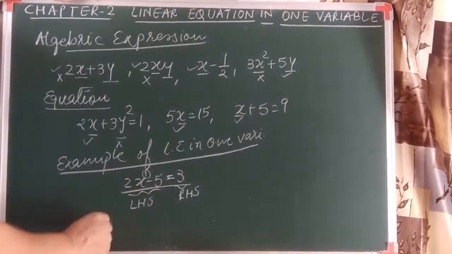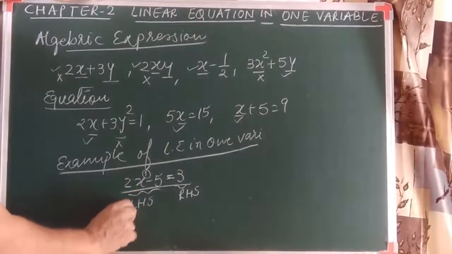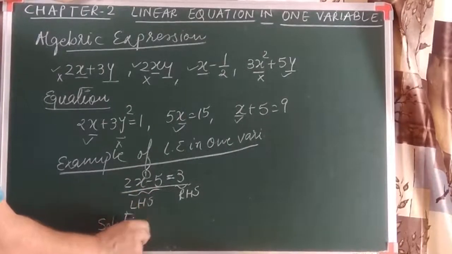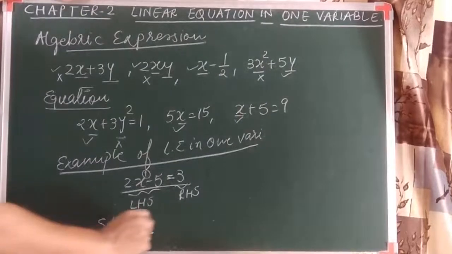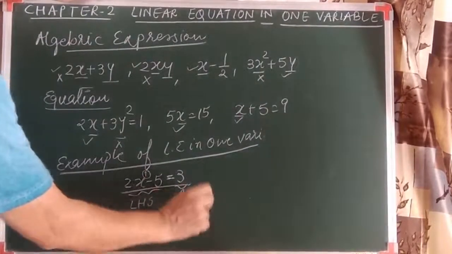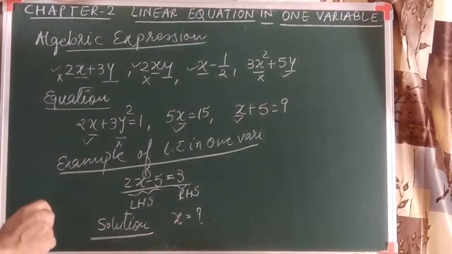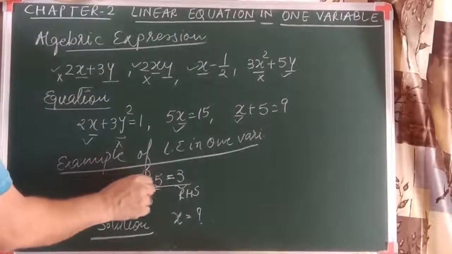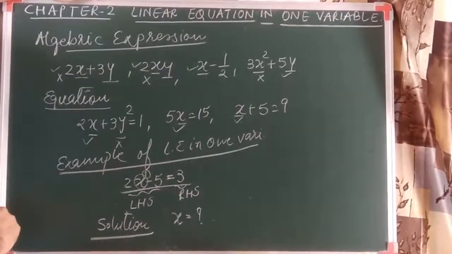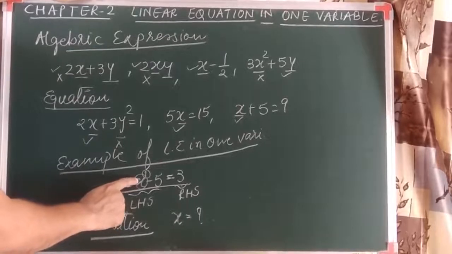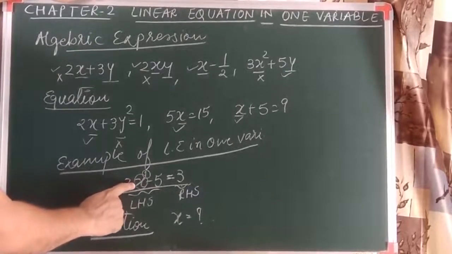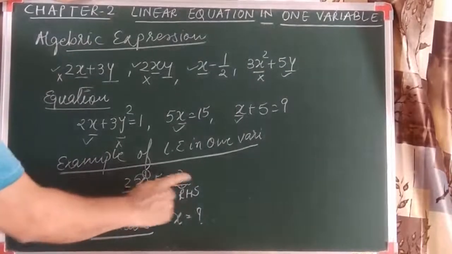Now in this chapter we have to get the solution of all these linear equations in one variable. What is a solution? Solutions are the values of x, such that when we substitute them here we obtain both the sides equal. Which value of x will we substitute so that we get both the sides equal?